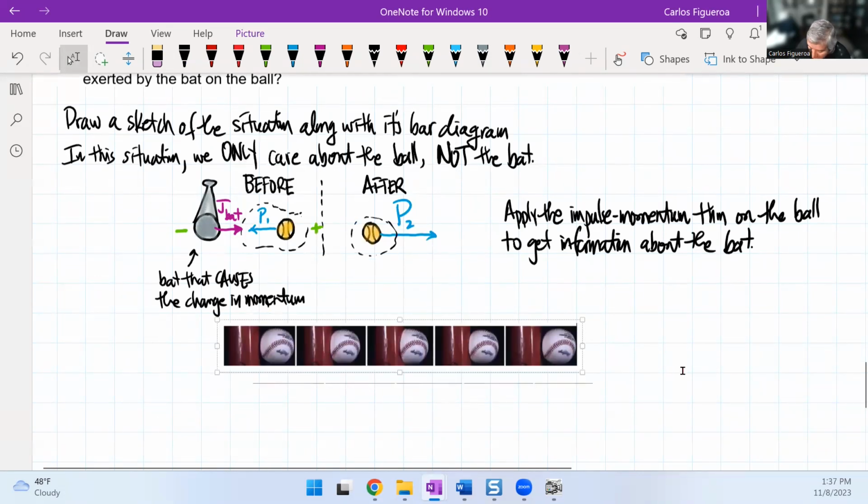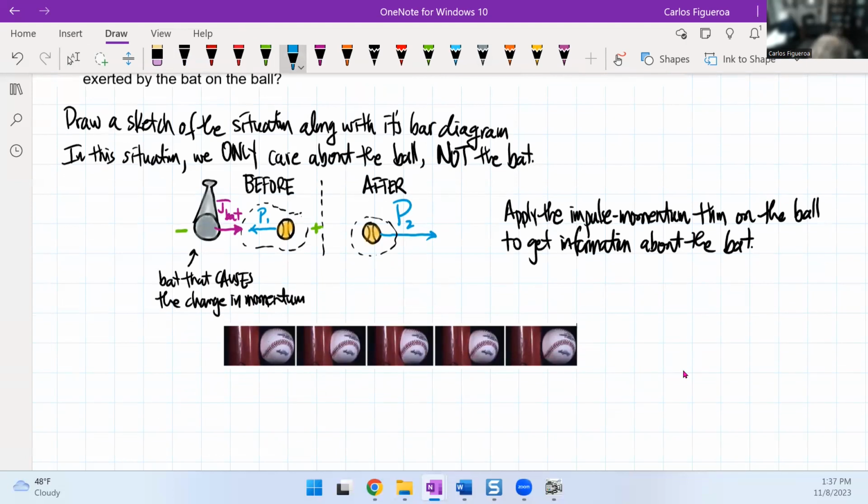Here's our situation. So what do I see here? I see that the ball is doing what? It comes in at some high speed, and this is right before the collision. It has some momentum or speed going to the left. And then what happens here is that the speed of the ball starts to slow down until it reaches 0.